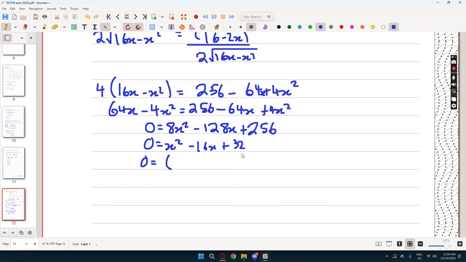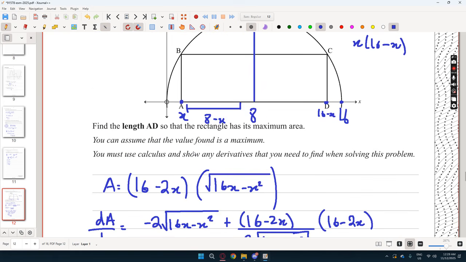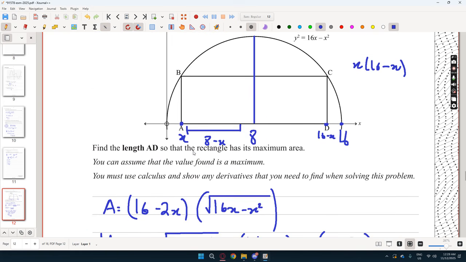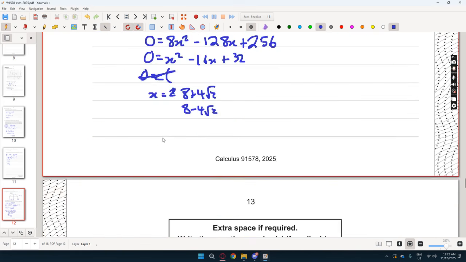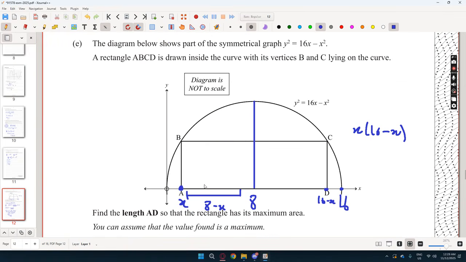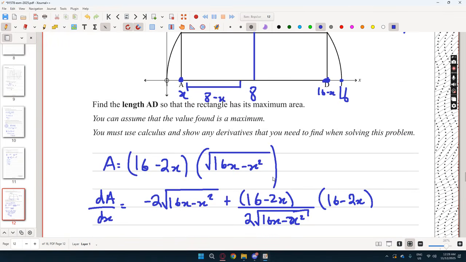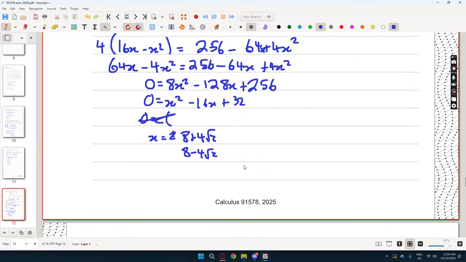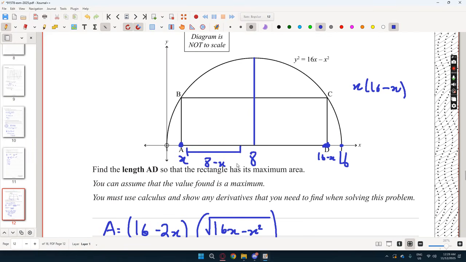1 minus 16. So x equals 8 plus 4 root 2 or 8 minus 4 root 2. Oh, are those the two options? Yeah, so that's this value or this value, right? Yeah, okay, I buy that. I actually buy that. Maybe I've got it wrong.